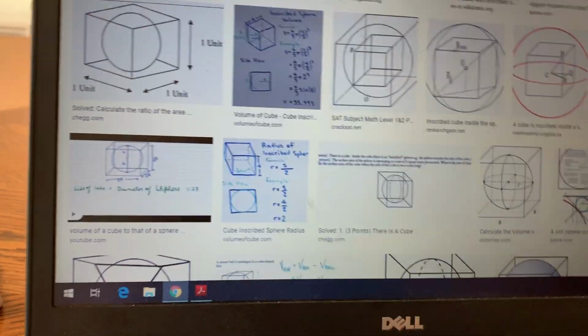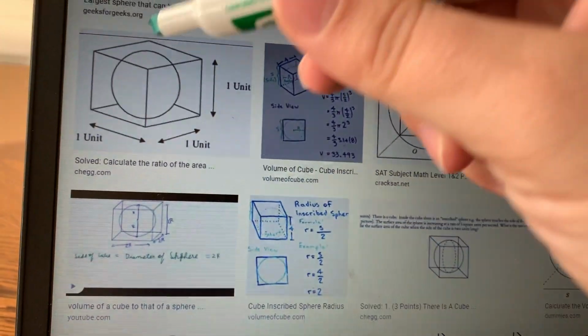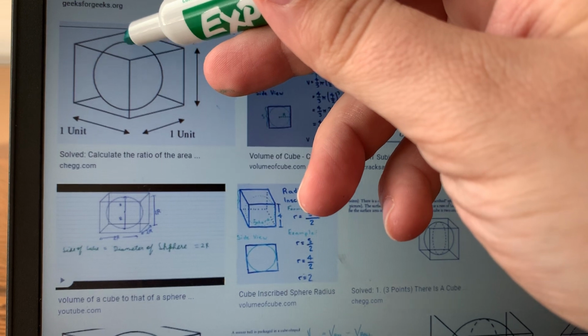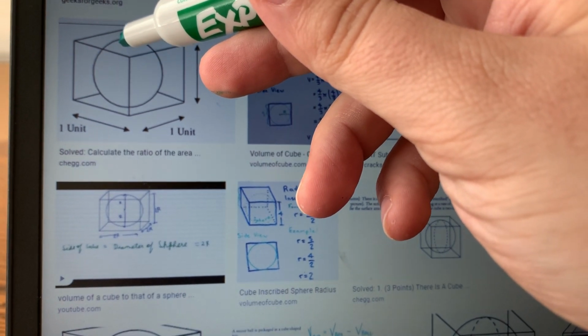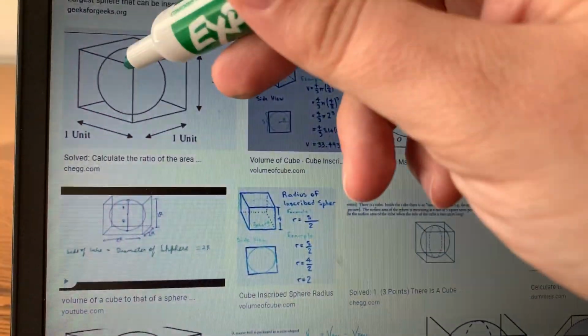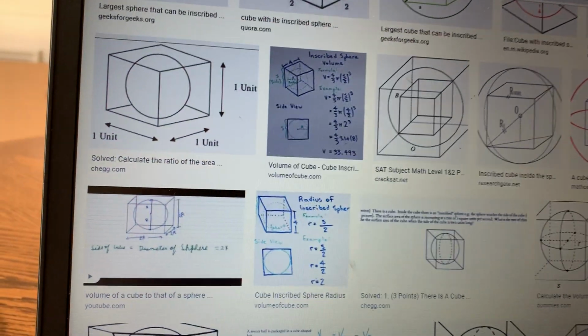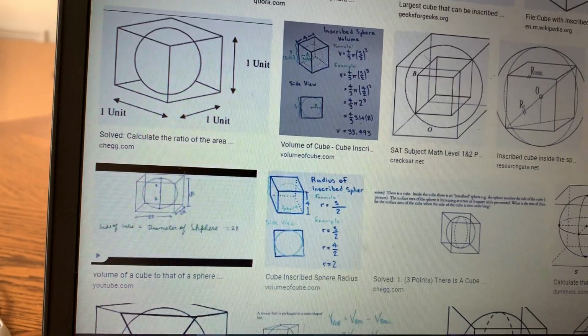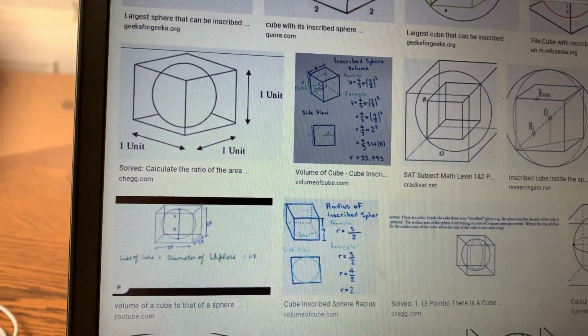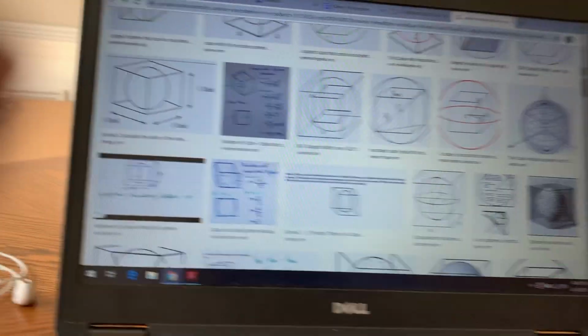Well, how is that going to help me? Well, if you think about it, if it's the very top of the ball touching the top of the cube and the very bottom of the ball touching the bottom, that's the height, right? Top to bottom. That's the height of the cube, but it's also the diameter of the sphere, going all the way through the sphere. So the height and the diameter are going to be the same.